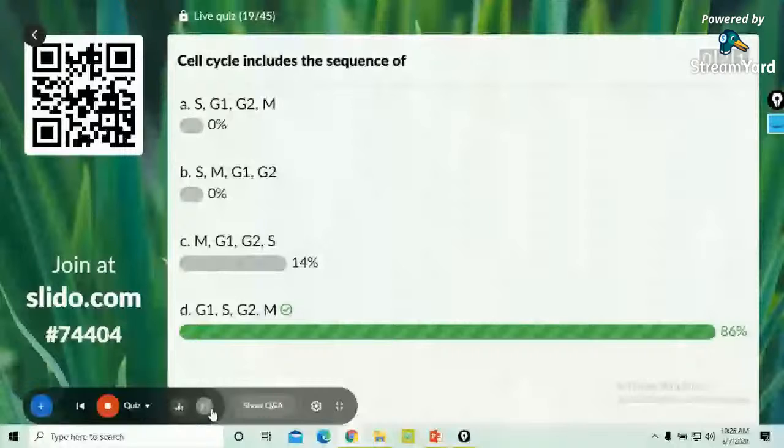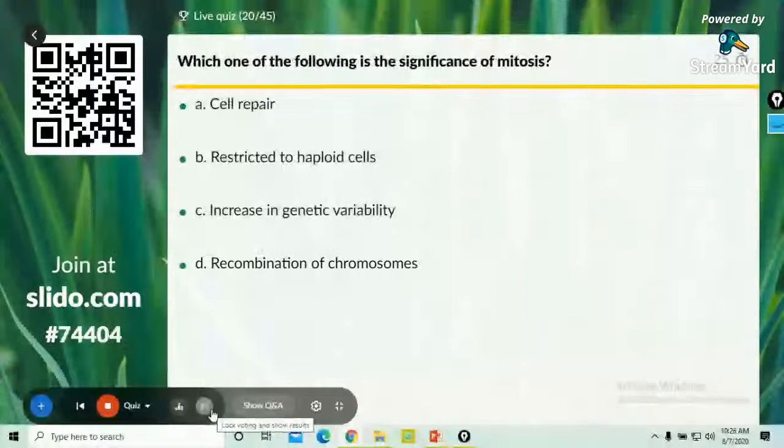20th question on the screen. Which one of the following is the significance of mitosis? Cell repair, restricted to haploid cells, increase in genetic variability, a recombination of chromosome. Mitosis takes place only in normal somatic cells of the body.